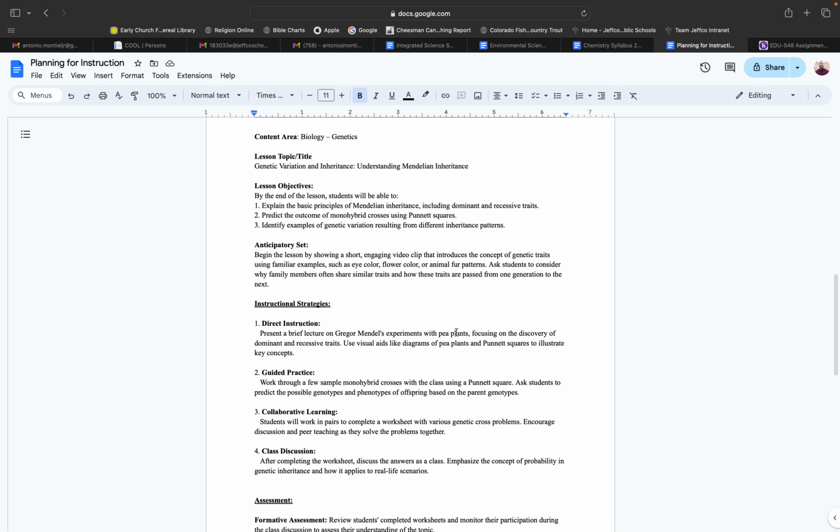The lesson objectives. By the end of the lesson, students will be able to, number one, explain the basic principles of Mendelian inheritance, including dominant and recessive traits. Number two, predict the outcome of monohybrid crosses using Punnett squares. Number three, identify examples of genetic variation resulting from different inheritance patterns. So that's the lesson's objective.